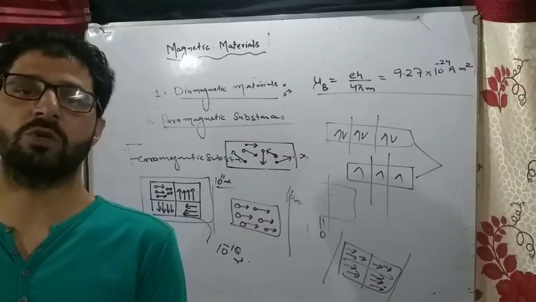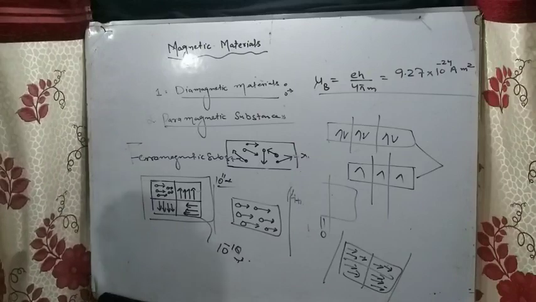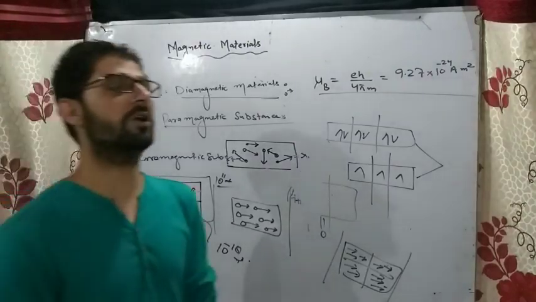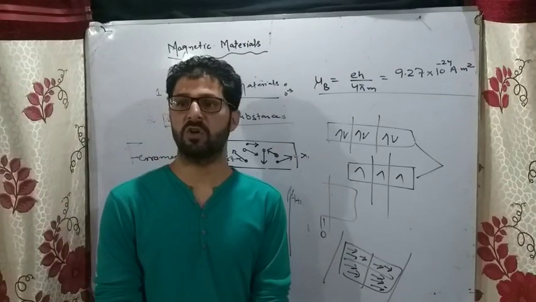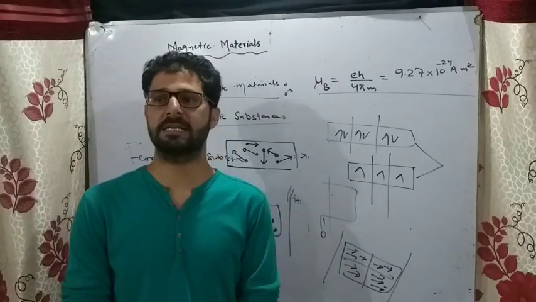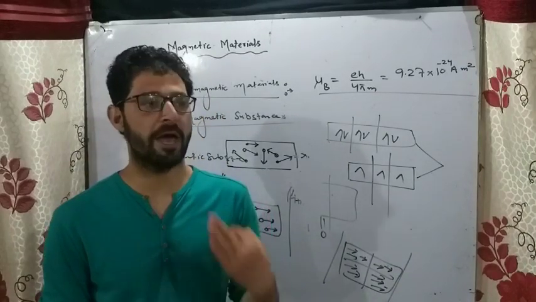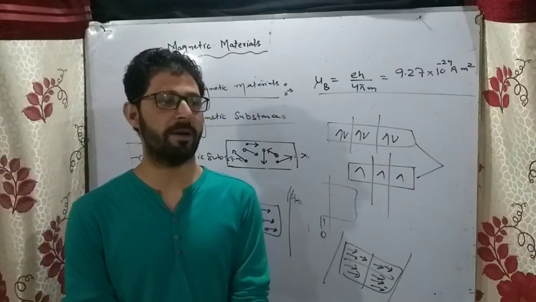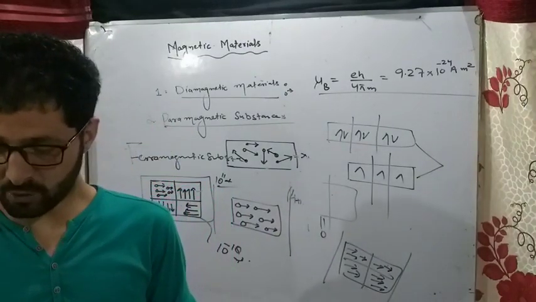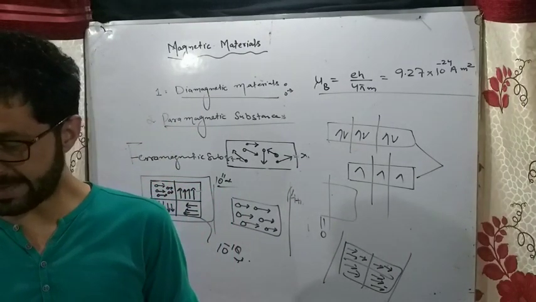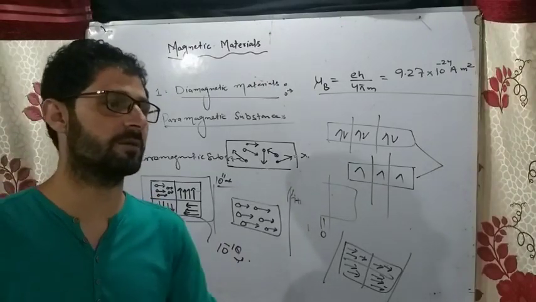And those substances which are weakly attracted or weakly magnetized in the direction of the applied magnetic field are called paramagnetic. And those substances which are strongly magnetized in the direction of the applied magnetic field are called ferromagnetic substances. Iron, steel, nickel, and cobalt are examples of ferromagnetic substances.